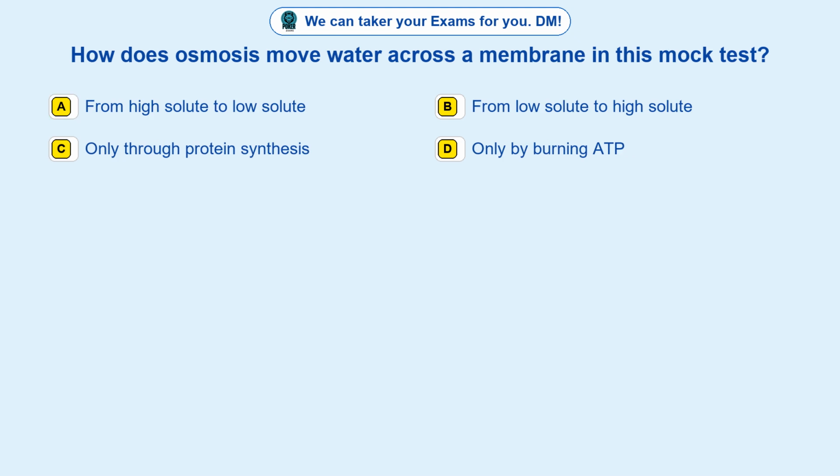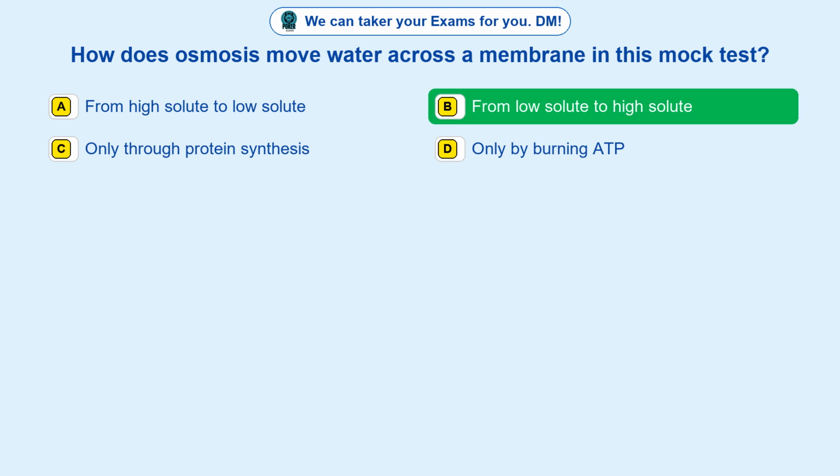Question 6. How does osmosis move water across a membrane in this mock test? Option A, from high solute to low solute. Option B, from low solute to high solute. Option C, only through protein synthesis. Option D, only by burning ATP. The correct answer is option B, from low solute to high solute.